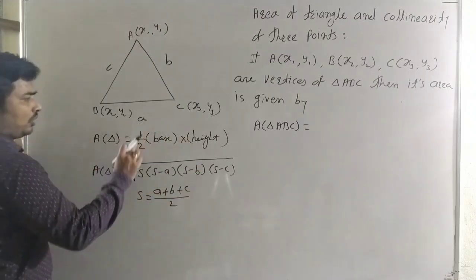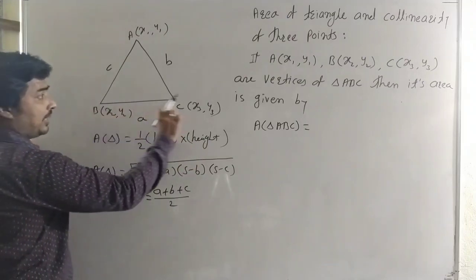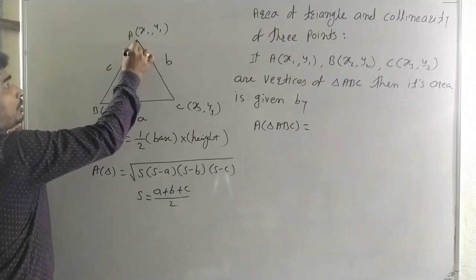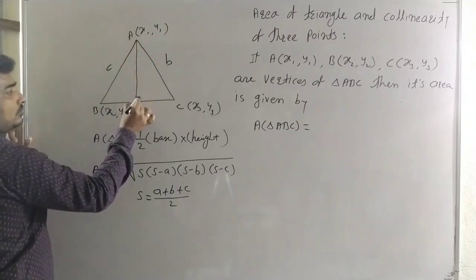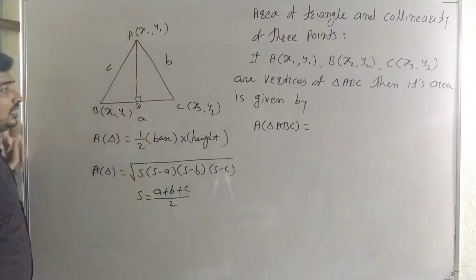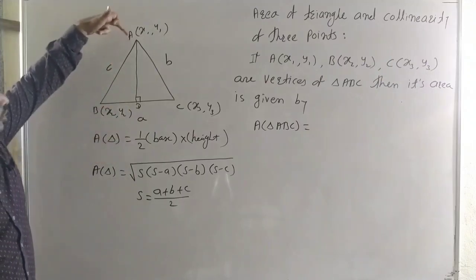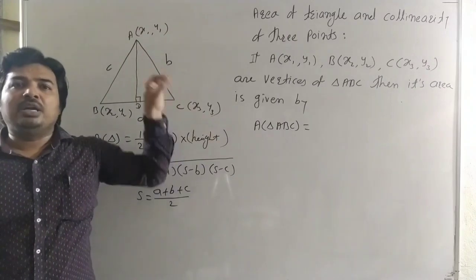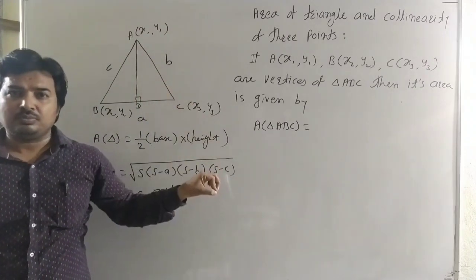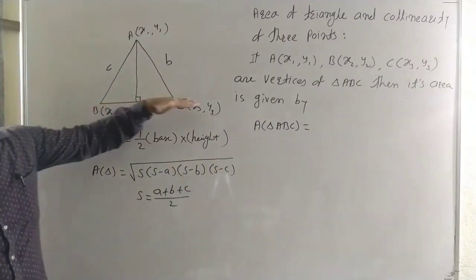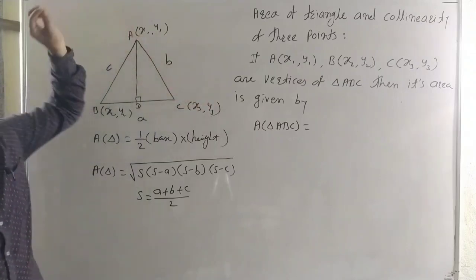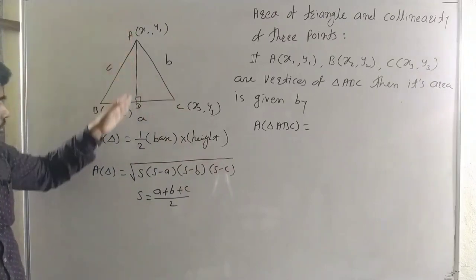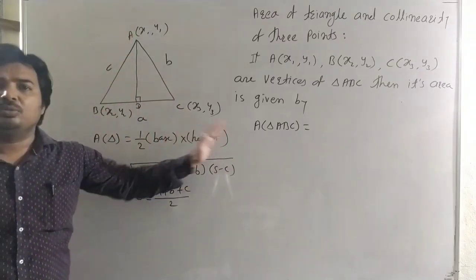And for 1/2 base into height, suppose BC is the base, that means A is the length, and the height is the perpendicular drawn. Suppose it is AD, that means the perpendicular drawn from point A to line BC, and then by the perpendicular distance formula, we can first find the equation of the line, and then the perpendicular distance of the point from the line. It is the height of the triangle, and then we know the area of the triangle.